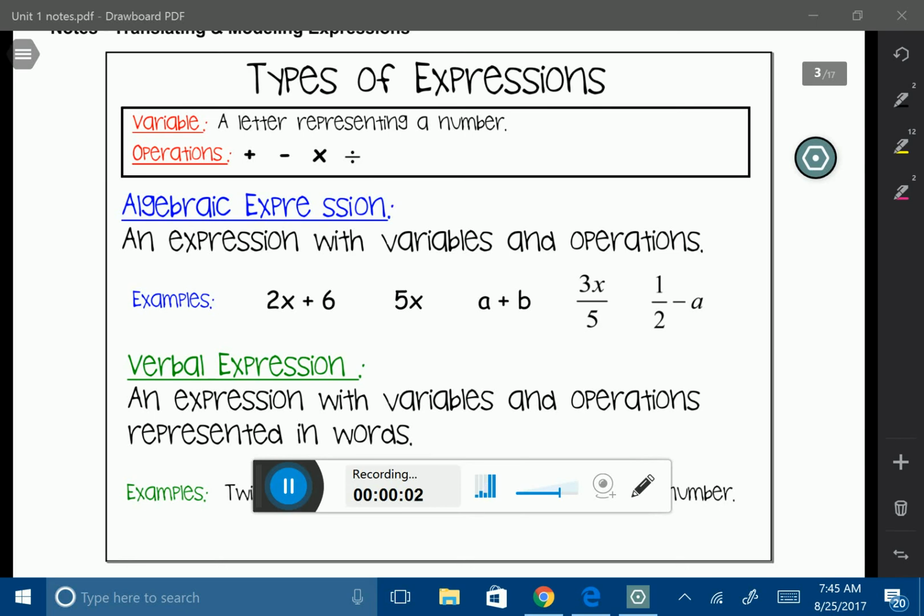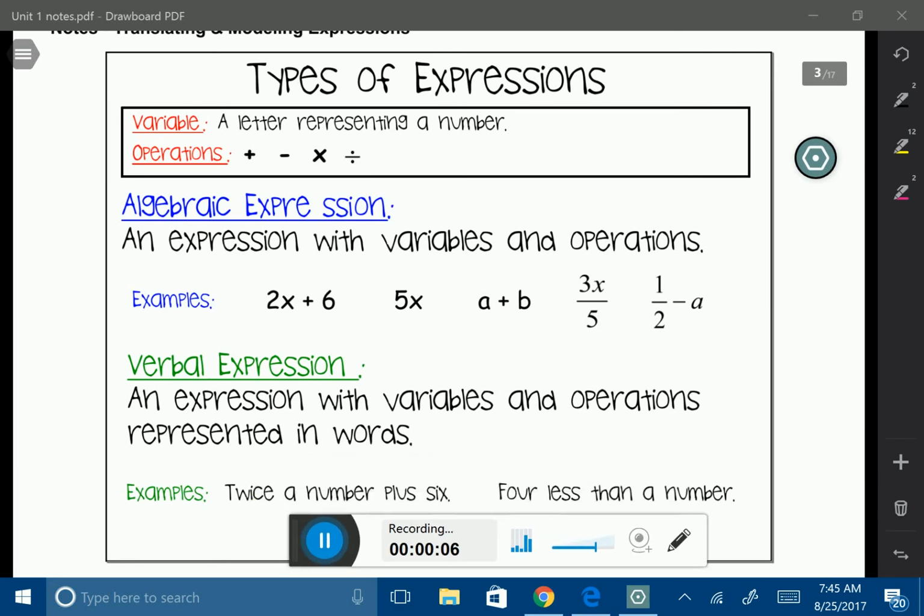This lesson is going to talk about the different types of expressions. There are two different types of expressions that we're going to talk about. One is the algebraic expression, and the other is the verbal expression.